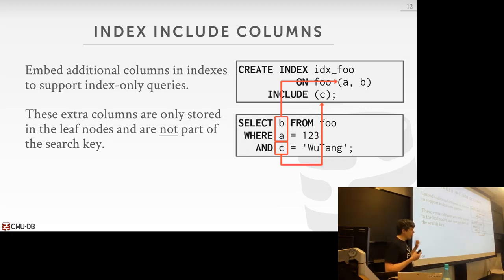I think Postgres 11 is going to add this, or has it now. SQL Server has it, but MySQL doesn't support this, and Oracle does not support this. So again, the key thing about this is that although we can do a lookup on C in our where clause, it's not in the inner node. So we're not greatly increasing the size of the overall index.